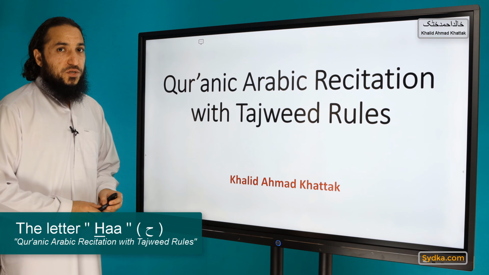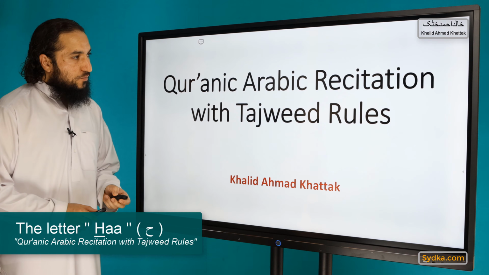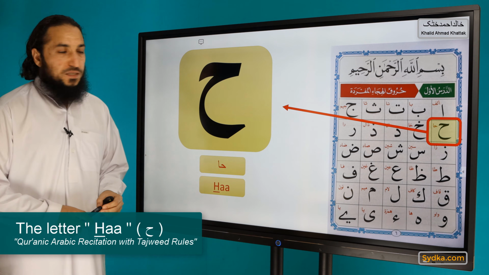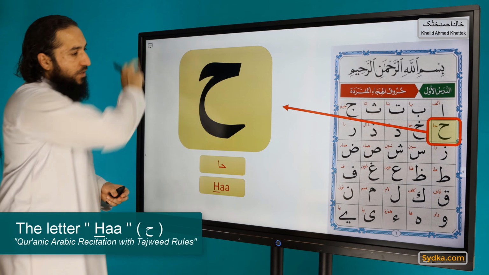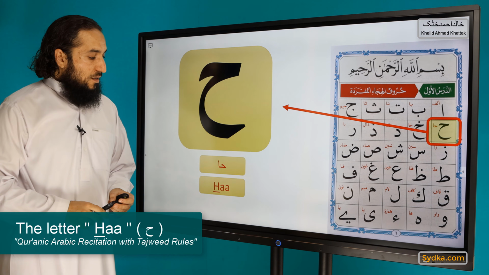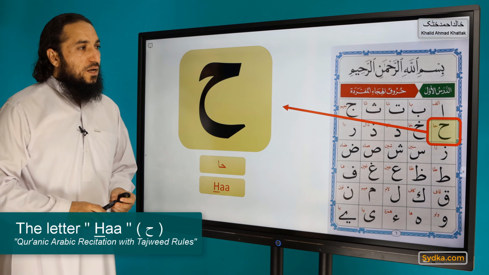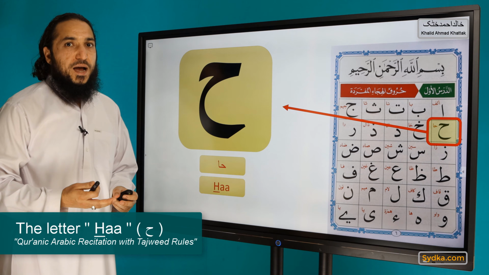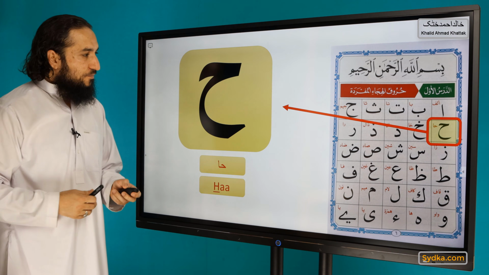Welcome back to another session of Qur'anic Arabic Recitation with Tajweed Rules. In this session, we will be studying the sixth letter of the Arabic alphabet, and it is called Ha. That's one of the throat letters, and the sound is Ha, coming from the throat.